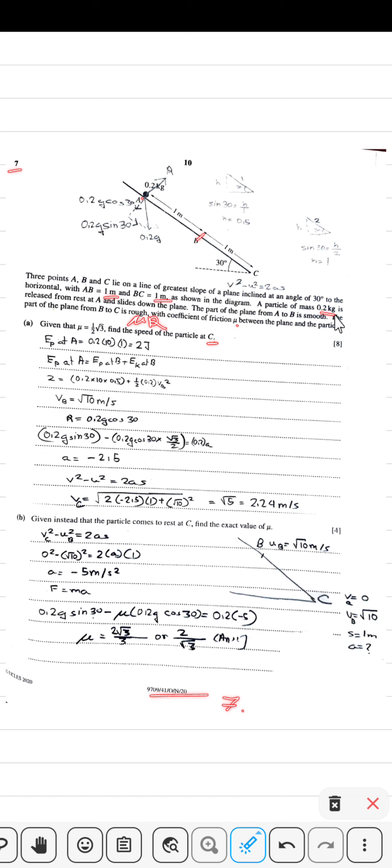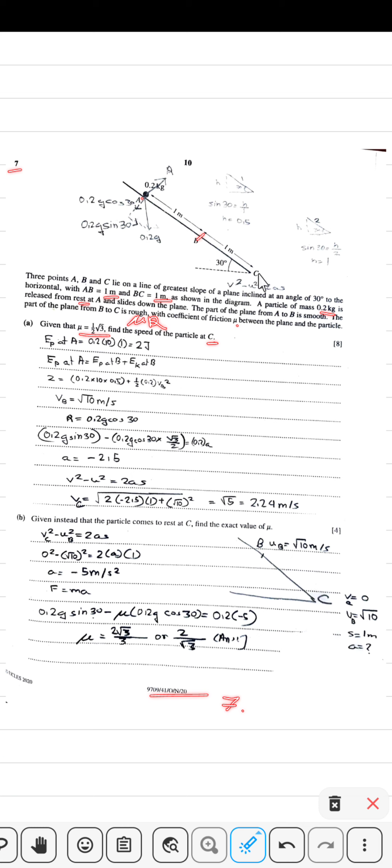A particle of 0.2 kg is released from rest at A. That means the particle is released at A and it is at rest, and it slides down the plane. The part of the plane from A to B is smooth and from B to C is rough, and the coefficient of friction, represented by mu, between the particle and the plane is given. We need to find the speed of the particle at C.